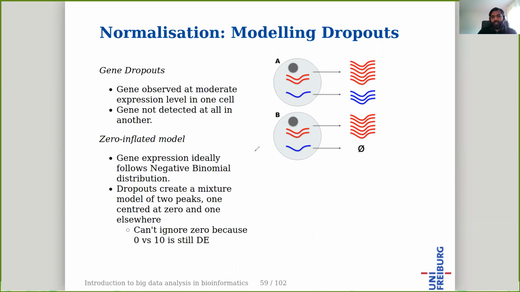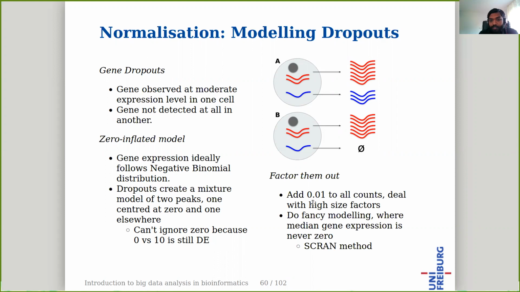This peak is usually much higher, and it is somewhere at 0, and this one is somewhere at, let's say, counts of 100 or something. This one is usually broader because there are different types of counts, and it usually does not follow the negative binomial distribution. We also cannot ignore the zeros. If the gene is not expressed in reality, it's still a differential expression.